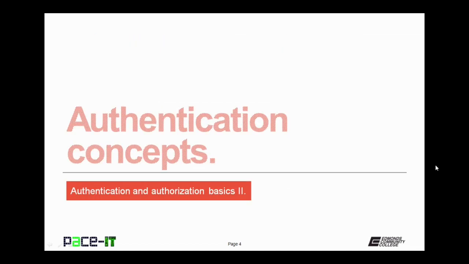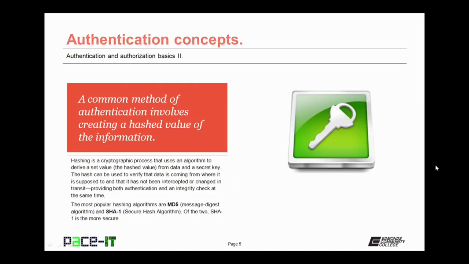Of course, I'm going to begin with a discussion on some authentication concepts. A common method of authentication involves creating a hashed value of the information. Hashing is a cryptographic process that uses an algorithm to derive a set value, that's the hashed value, from data and a secret key. The hash can be used to verify that the data is coming from where it is supposed to and that it has not been intercepted or changed in transit, thus providing both authentication and an integrity check at the same time.